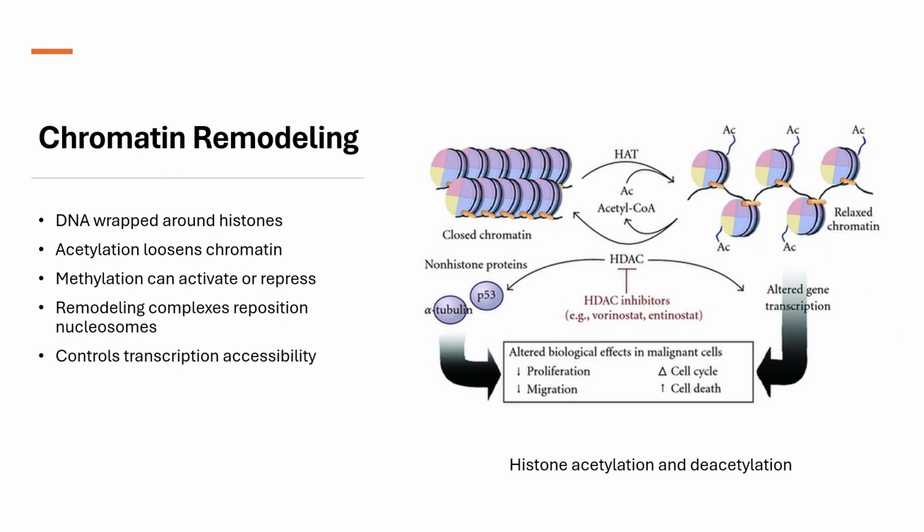Methylation is more complicated. It can silence or activate depending on where it occurs. Nucleosome remodeling complexes slide or remove histones to reveal promoter regions. This layer of regulation allows long-term and cell type specific control. Essentially, chromatin determines whether your genetic library is open and lit or closed and covered in dust.